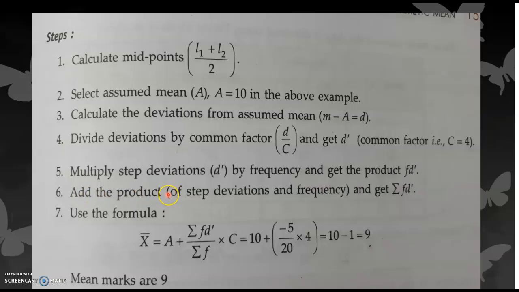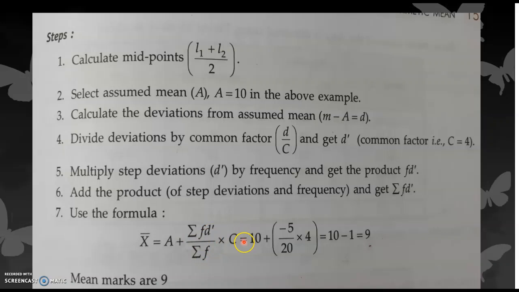Add the product of the step deviations and frequency and get sigma FD dash. After calculating all these things, we have to use this formula. Which formula? X bar is equal to A, the assumed mean, plus sigma FD dash divided by sigma F into C.